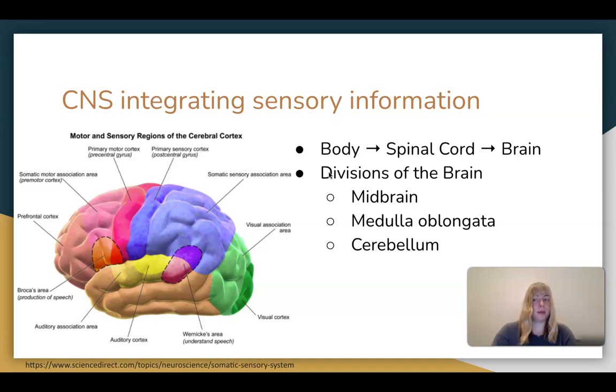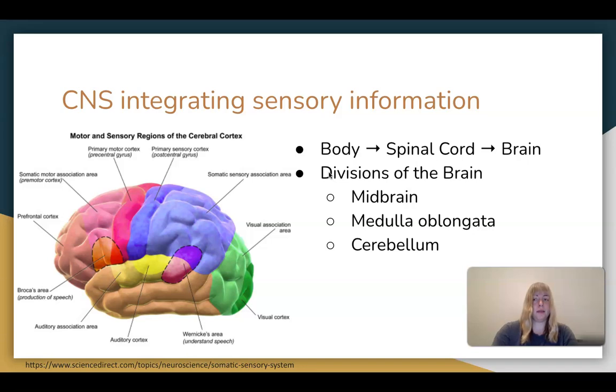For example, the midbrain receives visual information. The medulla oblongata receives input for sound and taste. And the cerebellum is involved with balance and equilibrium. And then all of this sensory information, other than smell, is projected to the thalamus, which acts as a relay and processing station before passing the information onto the cerebrum.